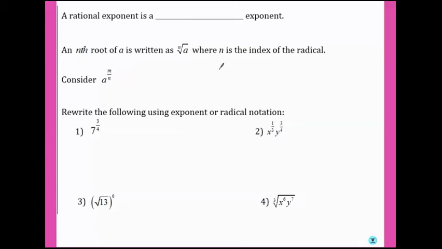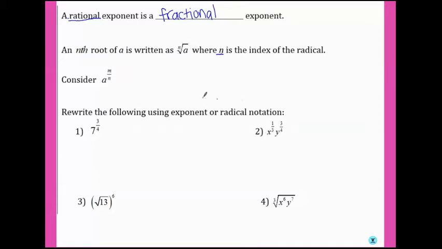So go ahead and flip to the back and let's look at these. A rational exponent, if you remember from when we did number systems, what does rational mean? It means we can write it as a fraction. So rational exponents are fractional exponents. So the nth root of a is written as n with this root of a.